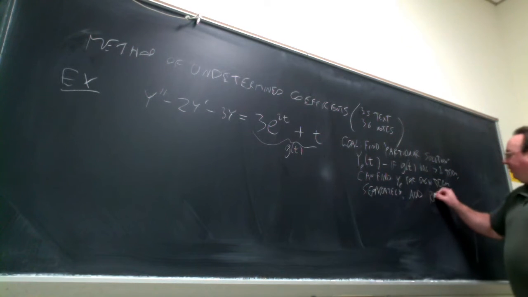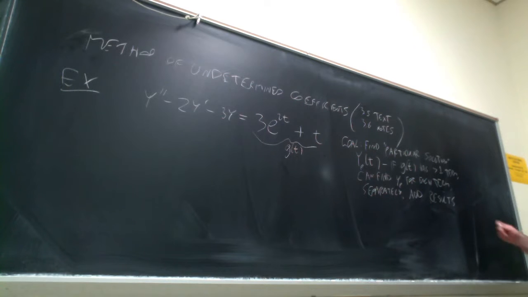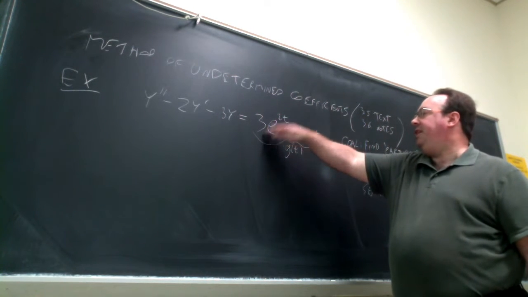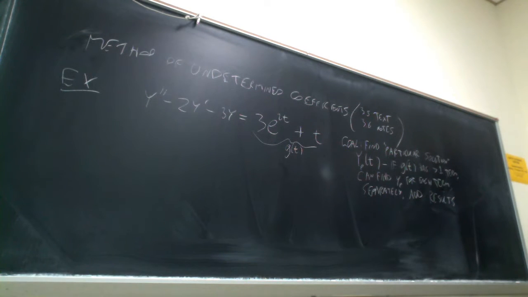And then once you have those handled, then you can just add them together. So that's what I'm going to do, is find a particular solution for this problem where the right side is 3e to the 2t, and then do the same thing for t, and we can just add those. Okay. So then you're not dealing with so many undetermined coefficients all at the same time.